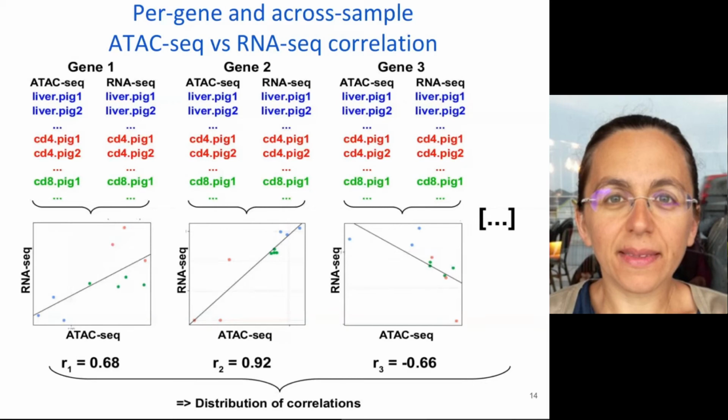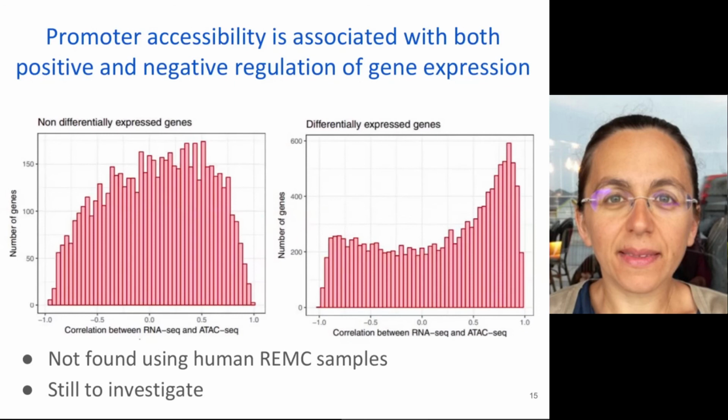We have on the left the distribution of correlation for non-differentially expressed genes, and on the right the one for differentially expressed genes. As you can clearly see, for non-differentially expressed genes, you have a bell shape that is centered around 0. And for differentially expressed genes, you have two peaks, one at -1 and one at +1. And this was quite intriguing for us.